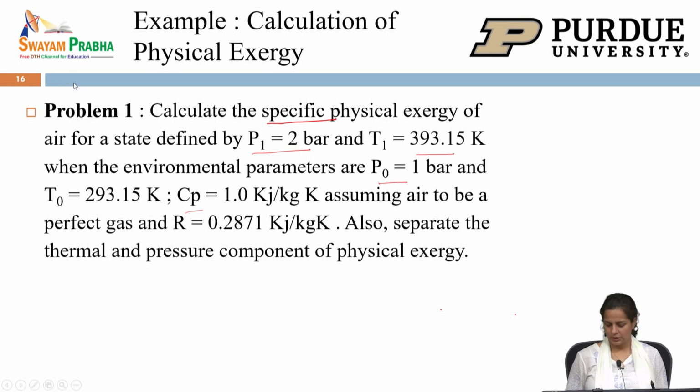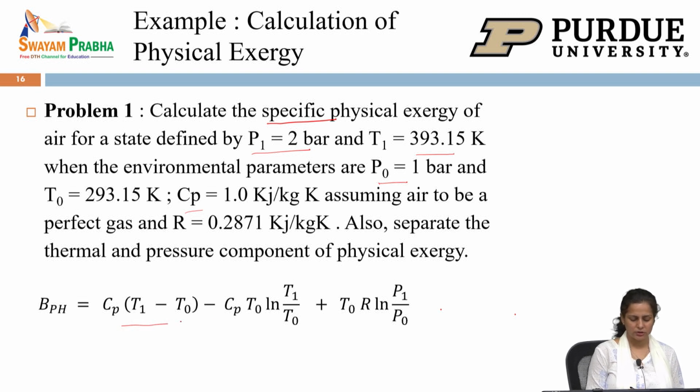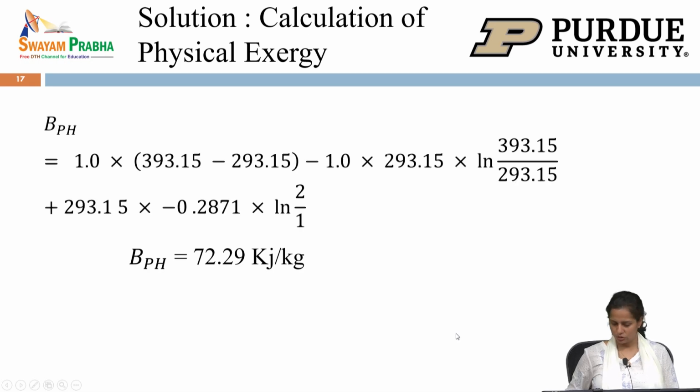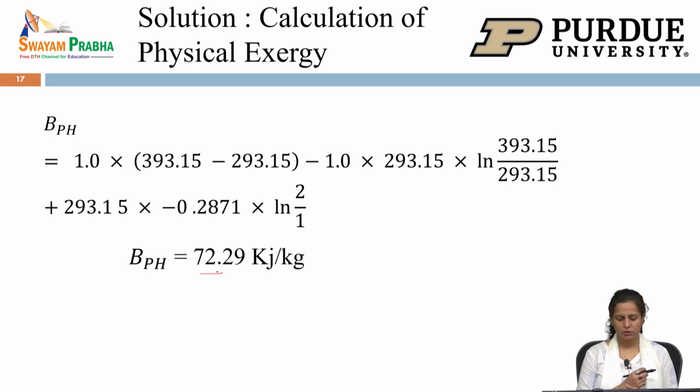Okay. So, let us look at the solution. We have the equation as Vph given by Cp(T1 minus T0) minus Cp T0 ln(T1/T0), which is the thermal component, and then you have the pressure component. So, when you substitute the values, you will have the total value come out to be 72.29 kilojoule per kg.